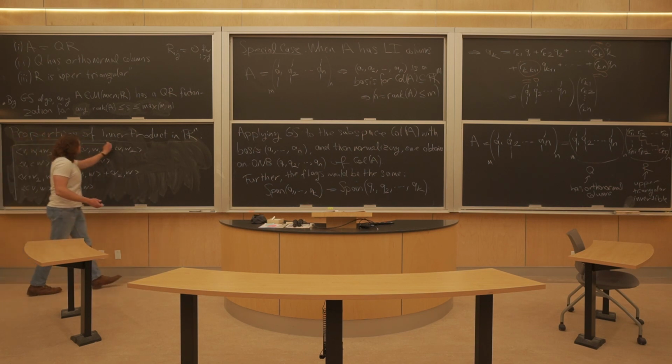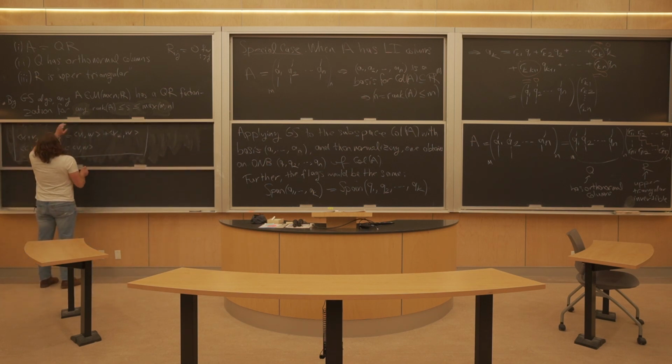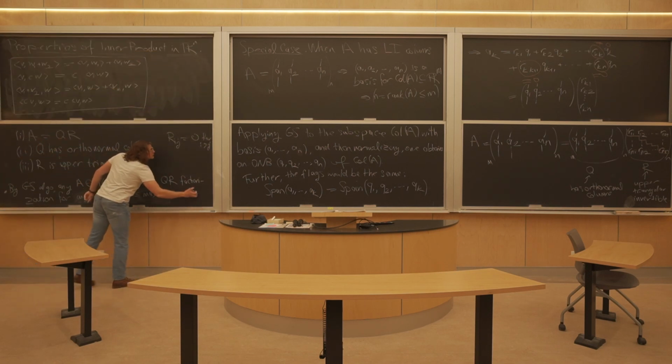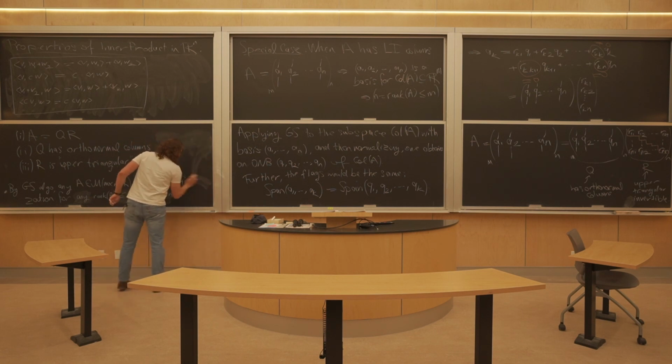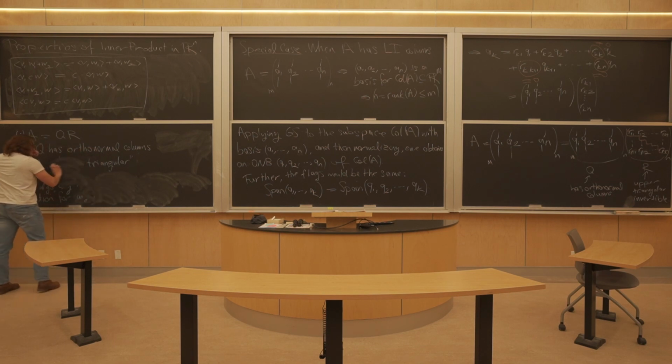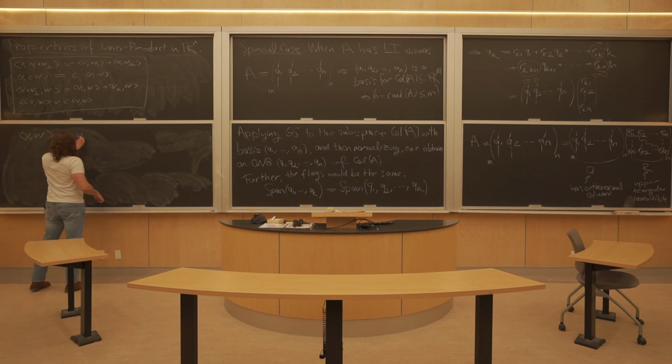So this is the first box. The second box is that I can switch orders. V against W is the same thing as W against V.